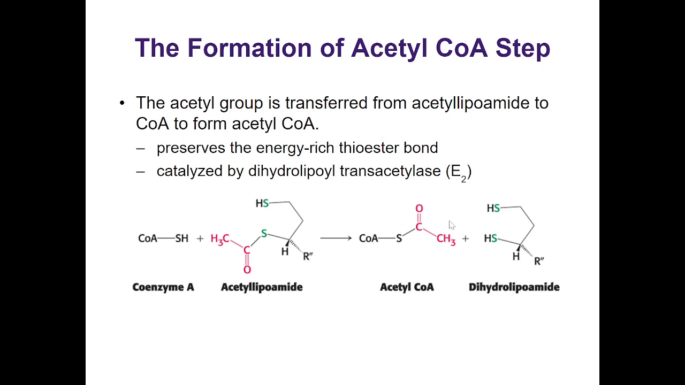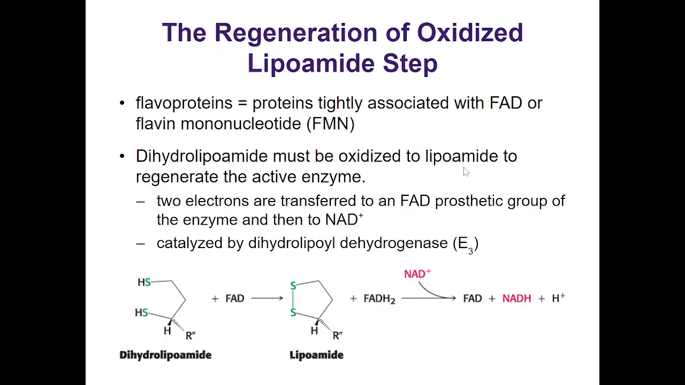And notice that we had made in the previous step that energy-rich thioester bond. We have maintained an energy-rich thioester bond. We have not actually gotten rid of that. We have just shuffled it off onto CoA. Okay? Same thioester type bond. So this is going to be catalyzed by the dihydrolipoyl transacetylase, literally transferring an acetyl, enzyme E2, that's that E2 region of this same polypeptide.